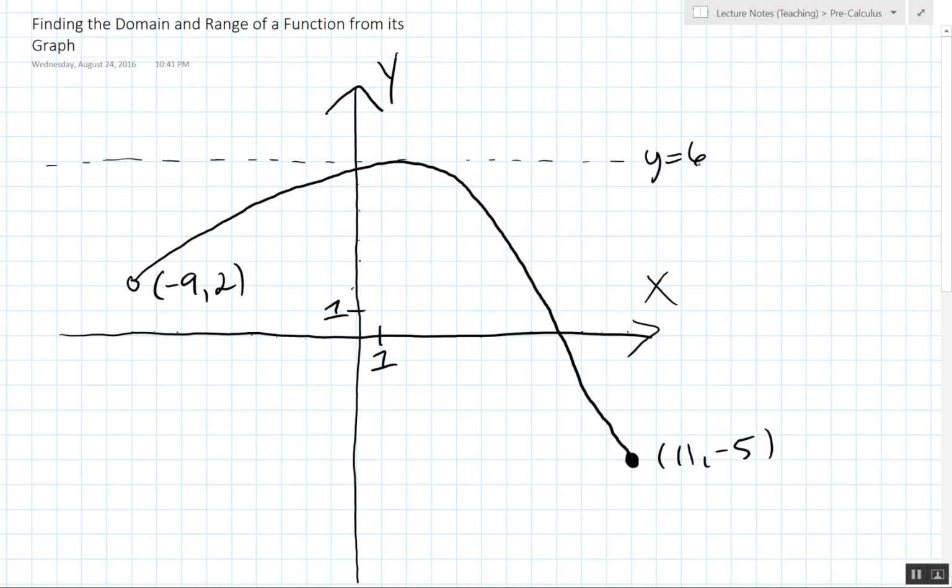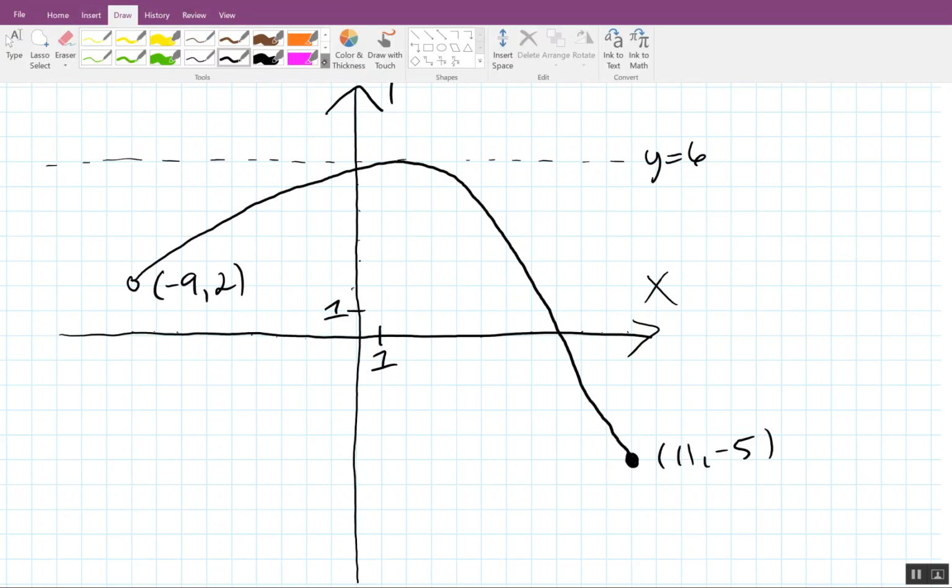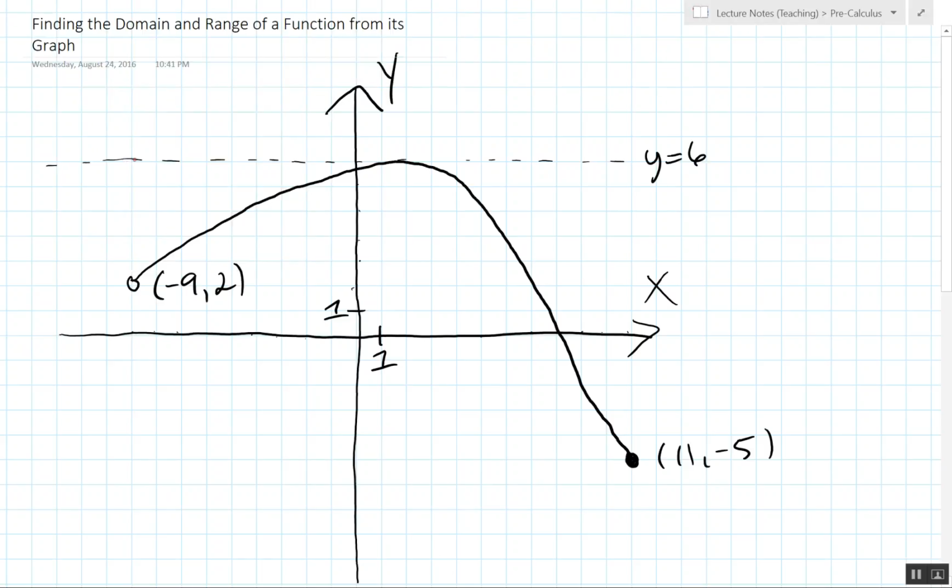So the idea of domain is what values does x take on. So the values of x that will give us back lie in this range right here. So I'll do this in a different color. Let's do this in red. Notice that the furthest left we go is right here, negative 9, and this is the furthest right we go. So this is furthest left, furthest right. This range right here is the domain of the function.